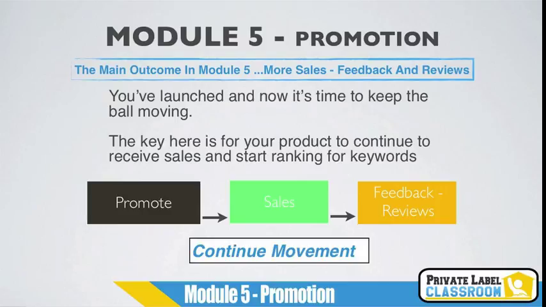And this is what we're going to do to continue to promote it, to get sales, to get feedback, to get reviews, and then just keep repeating that process, okay? But this has to happen after you've already done the launch phase, okay? Now, the key here is for your product to continue to receive sales and start ranking for keywords. This is not an overnight thing, okay? When you're ranking for the keywords, and we've explained this in past lessons, it's really something that takes time. It's not something that you're going to be able to just throw out a blast and then all of a sudden rank and stay ranked.